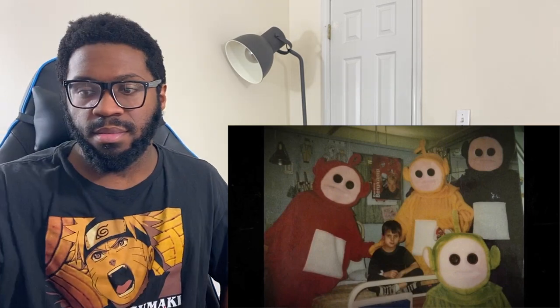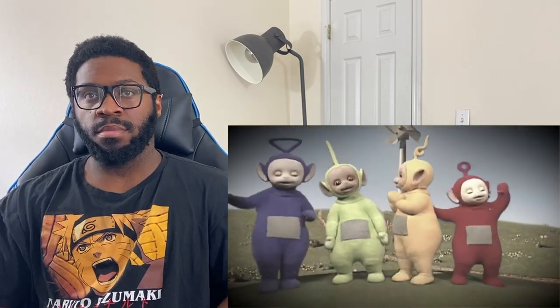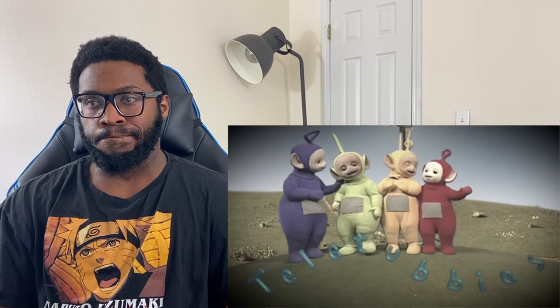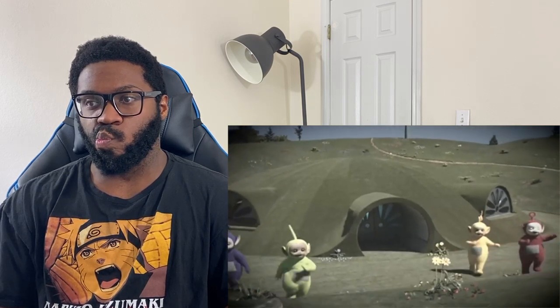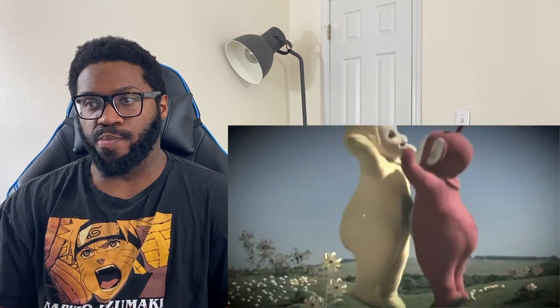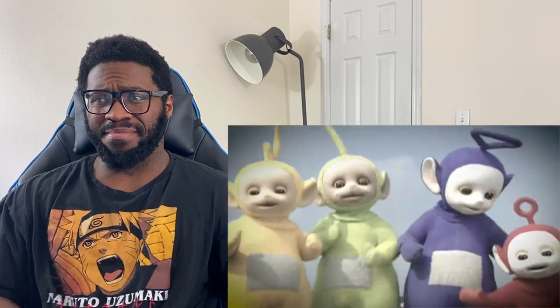In the late 1990s, a British children's television show burst onto the scene, captivating young viewers with its whimsical characters and vibrant world. The Teletubbies, created by Anne Wood and Andrew Davenport, became an instant sensation, captivating children and adults alike with their unique blend of educational content, imaginative storytelling, and infectious joy. Each Teletubby had its distinct appearance, personality.